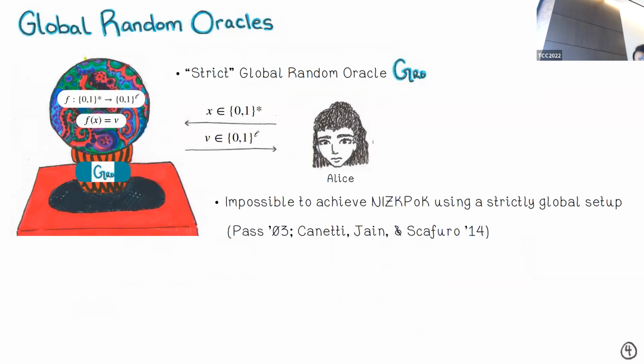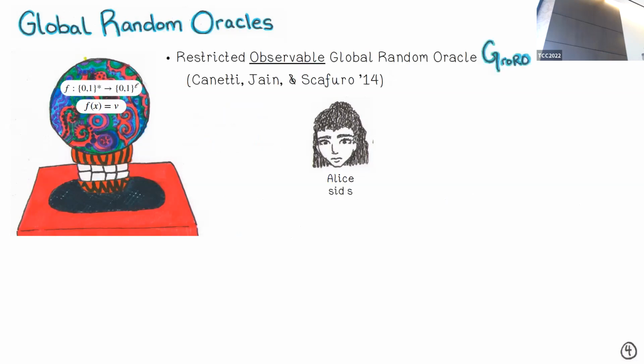Unfortunately, it's not possible to achieve NISX in this setting because typically the simulator needs to be able to program the random oracle in order to simulate proofs of statements without a witness, and it needs to see the adversary's oracle queries in order to extract witnesses from the adversary's proofs. So we build those functionalities into the global random oracle as follows.